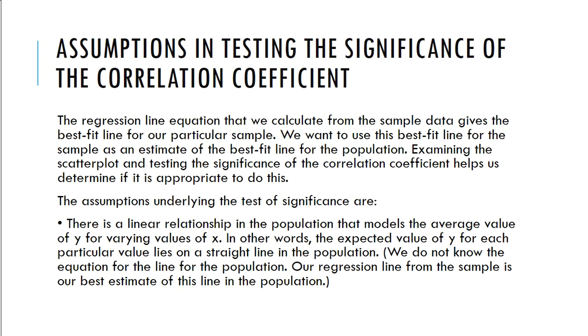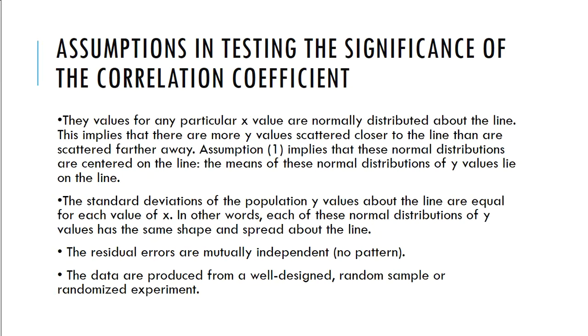The assumptions underlying the test of significance are: there is a linear relationship in the population that models the average value of Y for varying values of X. In other words, the expected value of Y for each value lies on the straight line in the population. We don't know the line of best fit for the population. The regression line for the sample is the best way we can indicate this could be the line of best fit for the population. Again, I can't get the population, so I'm using the sample to see if I can estimate my population.